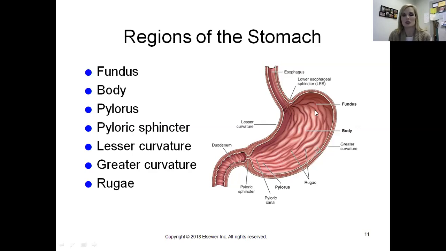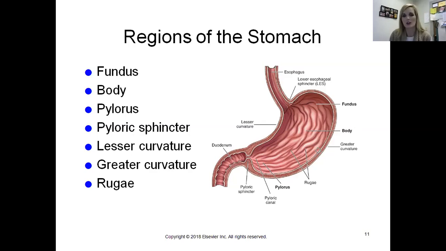So here are the different sections of our stomach. So here's the stomach. The top portion is referred to as the fundus. So you can see this top section up here is the fundus. The main portion of the stomach is referred to as the body of the stomach. And then the very end section is called the pylorus, which is why this last ring of muscles exiting the stomach is referred to as the pyloric sphincter.